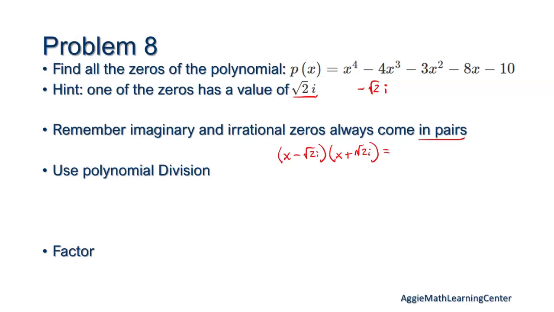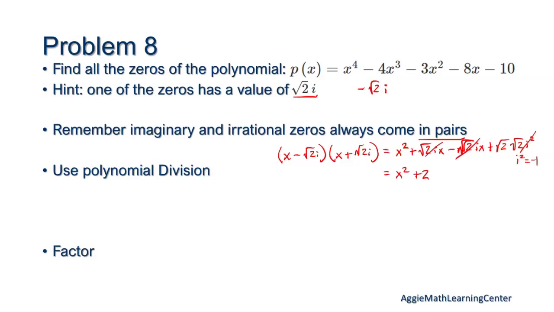So if we multiply this together, we're going to get x squared plus square root of 2i x minus the square root of 2i x. Sorry, that was bad. And then we're going to get minus the square root of 2 times the square root of 2 times i squared. And this implies these add to 0. These multiply to 2. i squared becomes negative 1, right? So we're left with x squared, that becomes positive, plus 2. Is everyone okay with that?